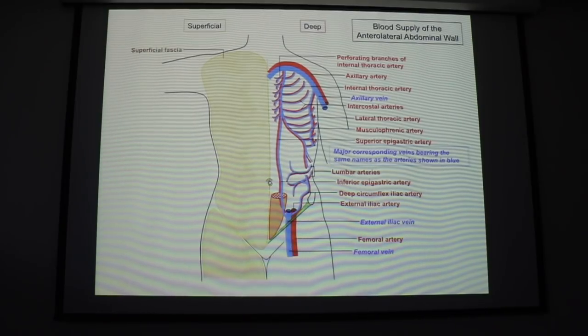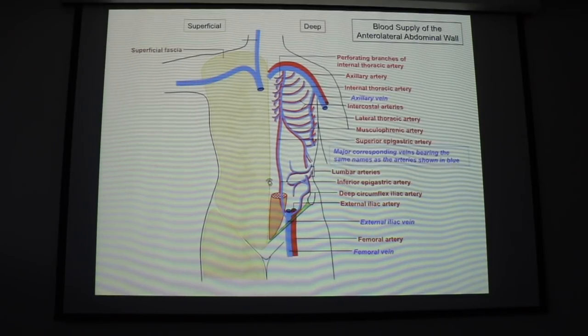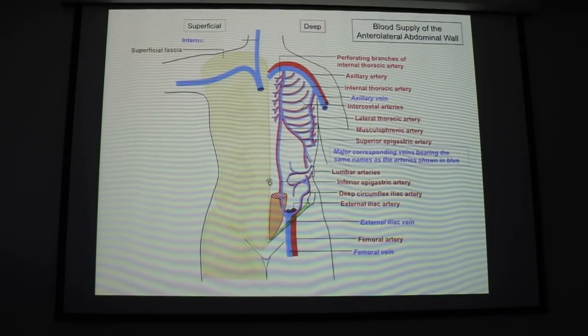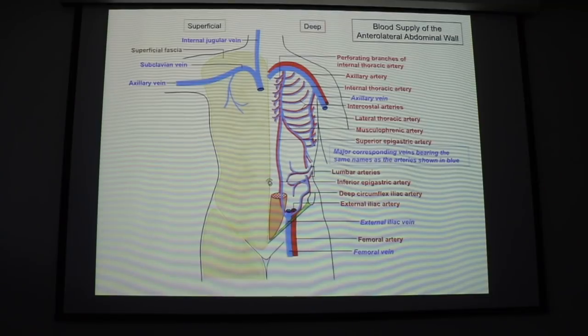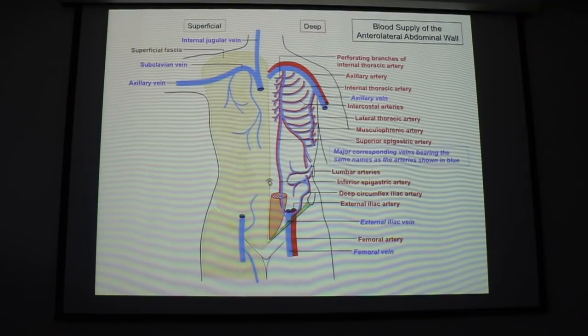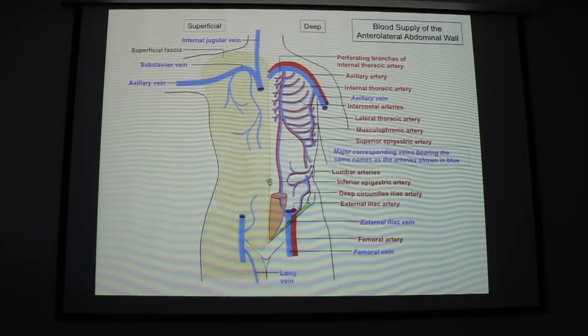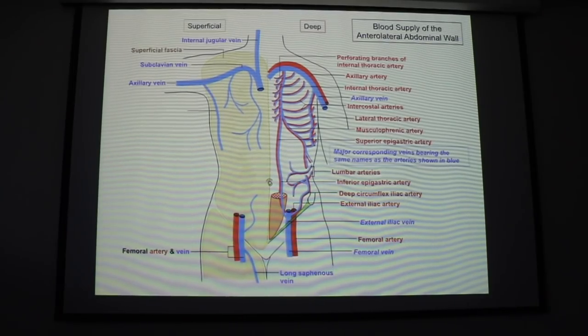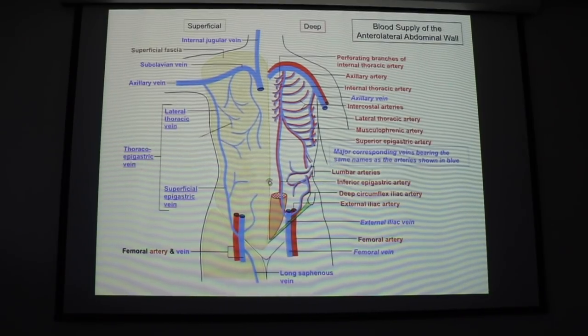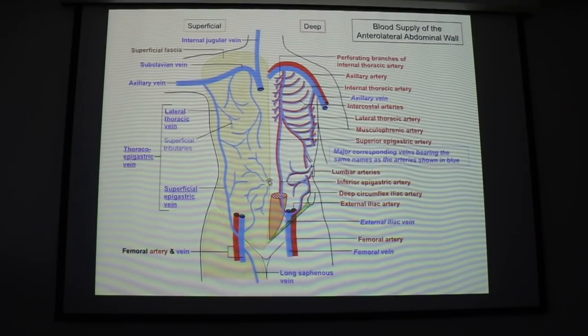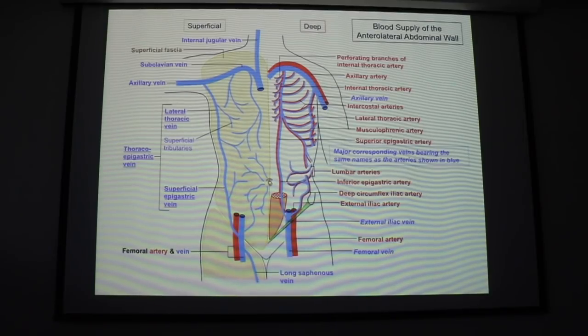So now the superficial veins. We have the main veins, internal jugular and subclavian, which make the superior vena cava. There we have these veins which drain there. And down you can see the femoral and the internal iliac vein, and there are veins draining there. What is important here? My importance is the veins around the umbilicus. Where are they? They are not visible yet. Here they are.